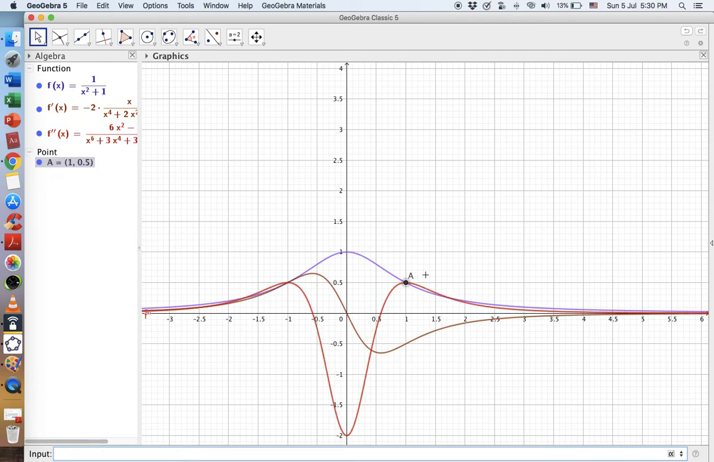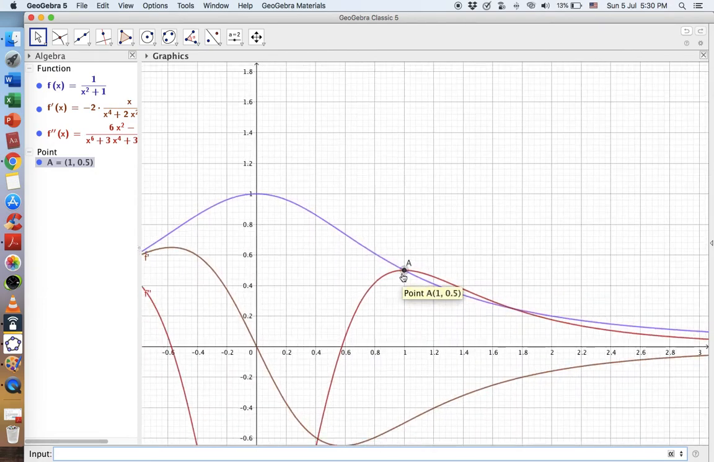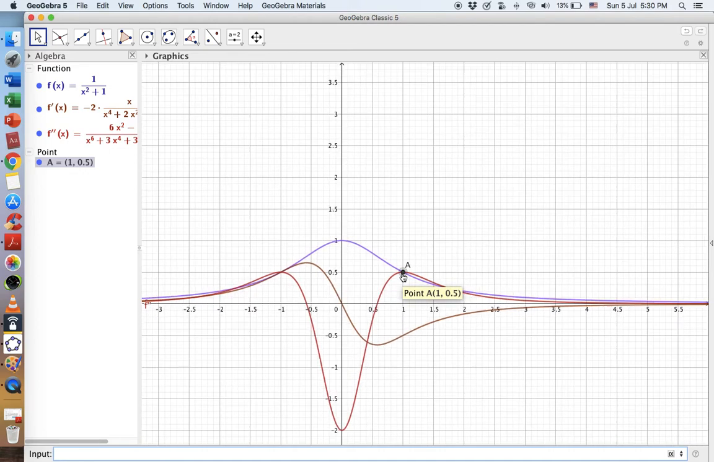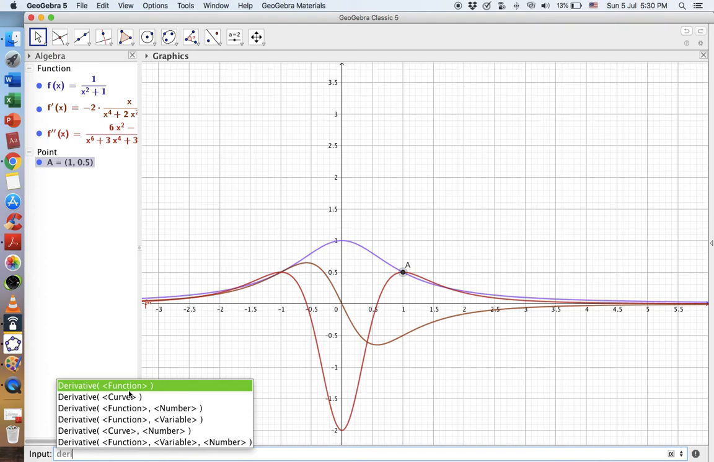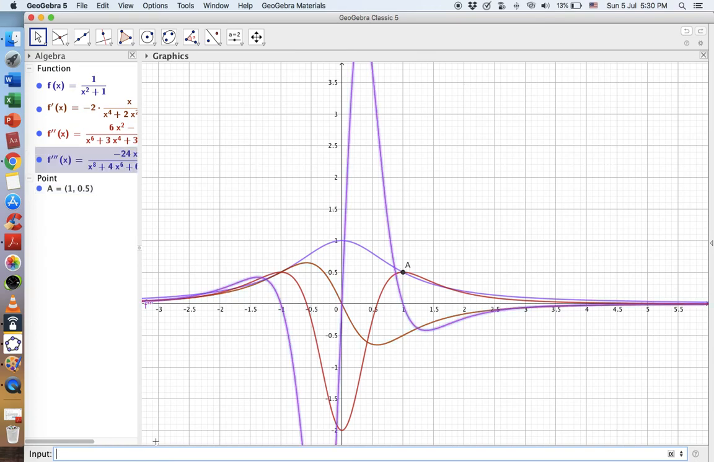Oh, and isn't it beautiful? Isn't it wonderful how quick and easy that is? And so there's our maximum value. And if we're still suspicious of our technology, let's try the derivative of f of x, except we're going to say the third derivative this time.